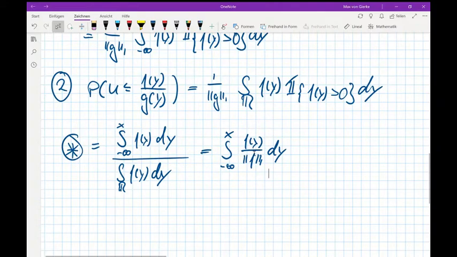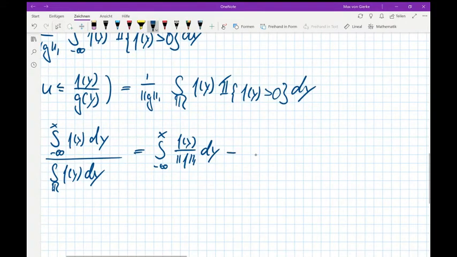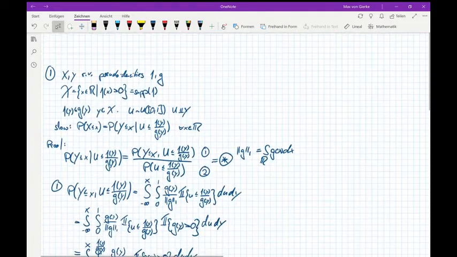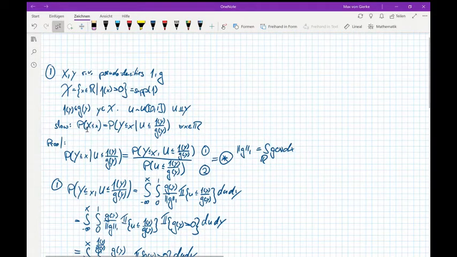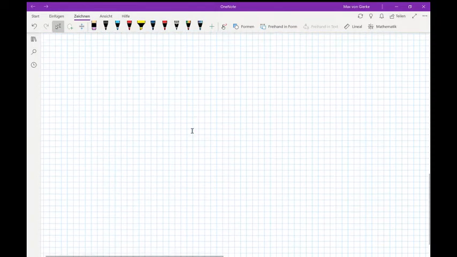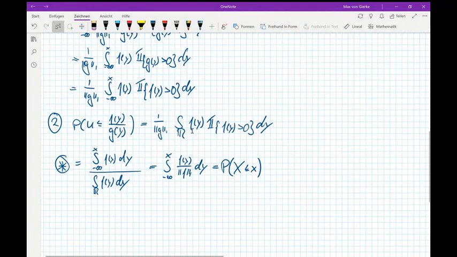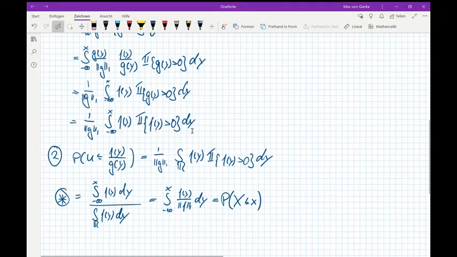So what do we have here now? We have the CDF of x, which is exactly our goal, because this is what we wanted to show. And since our lowercase x was arbitrary, it's true for the whole of R. This was exercise 1.